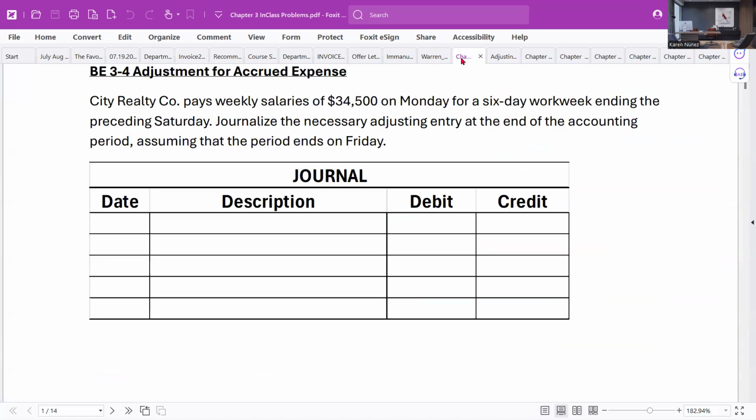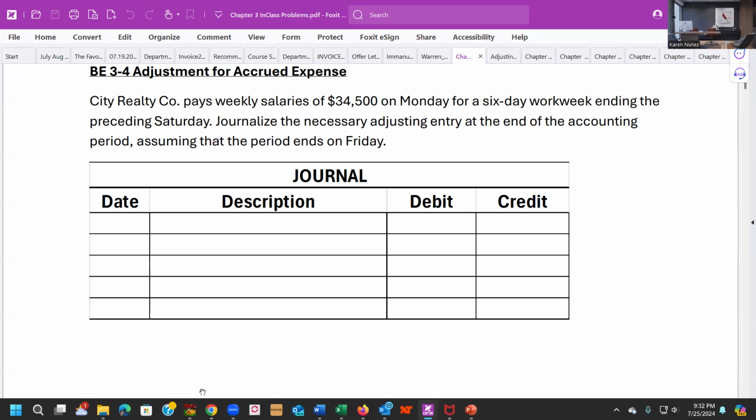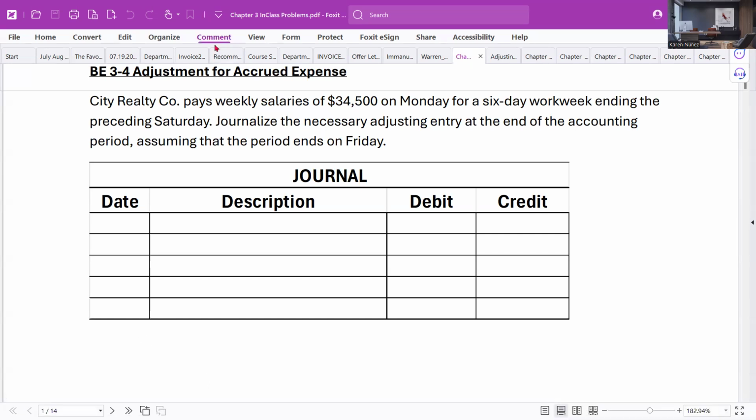So in this case, we've got some salaries. What we know is that the weekly salaries for a 6-day work week are $34,500. And now we get to the end of the period, and the period ends on Friday. So normally, let me see if I could write this out here. So let's see, a 6-day work week, right? Which is Monday through Saturday, right? 6 days.